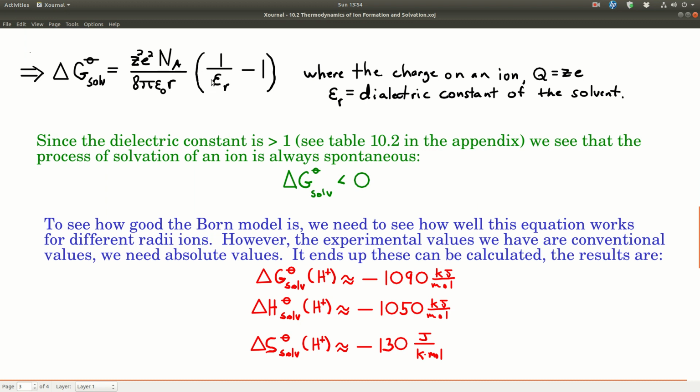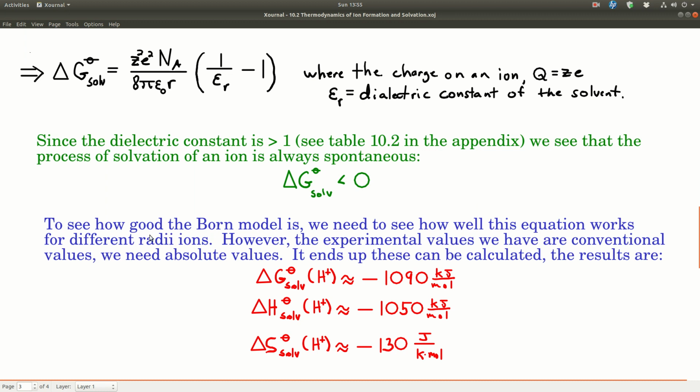And so is this. But one of the important things about this is that the dielectric constants are always greater than 1. If you go look at table 10.2 in the appendix, they list some and they're all bigger than 1, which means 1 over the dielectric constant is a number less than 1. And so when we do the subtraction, we get a negative number, which means that delta G of solvation is negative, which means it's always spontaneous. Solvation of an ion happens spontaneously.